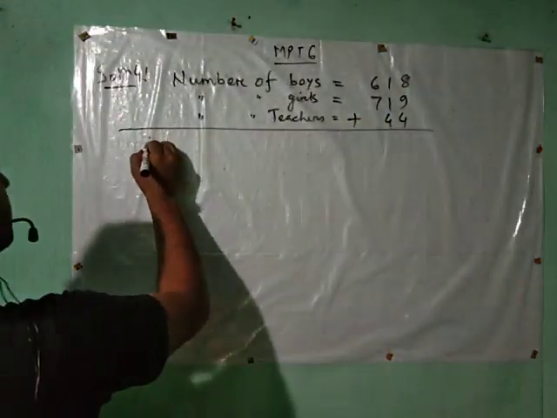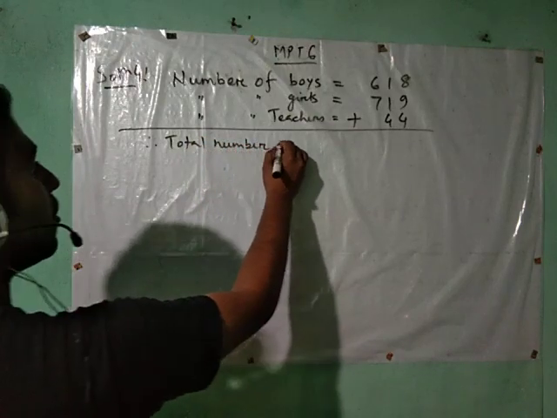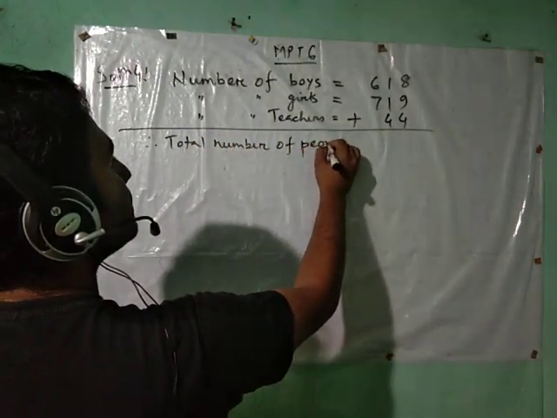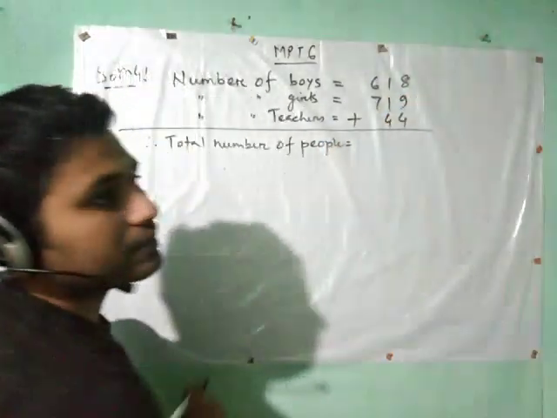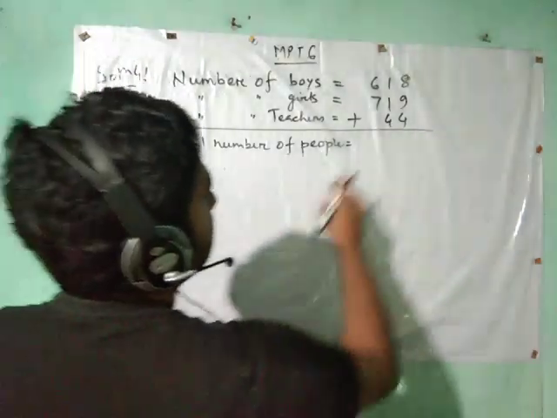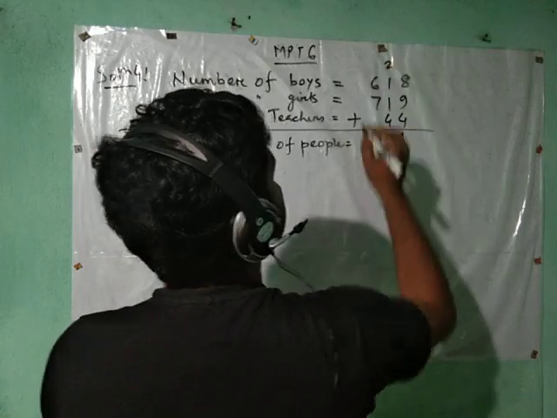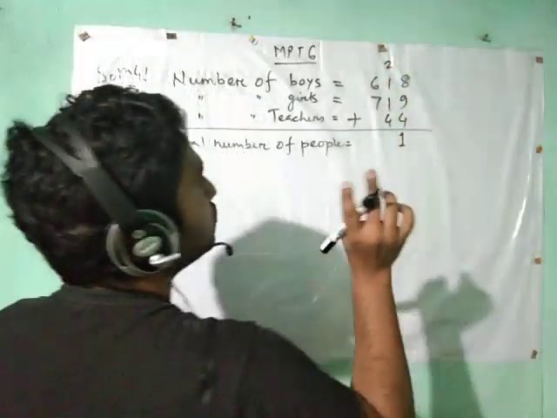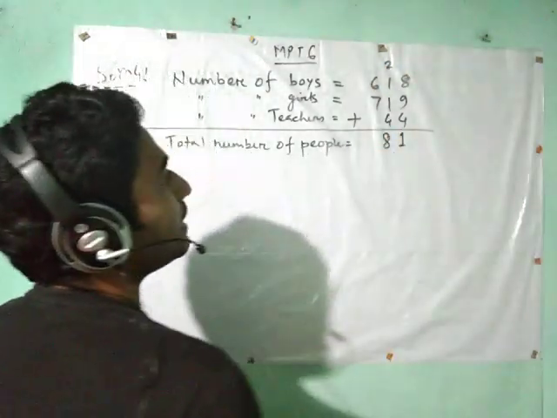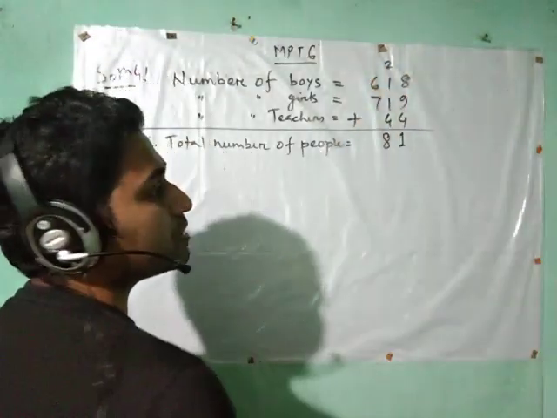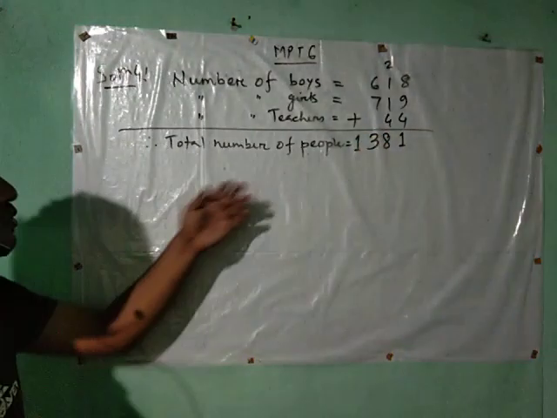Therefore, total number of what? People, P-E-O-P-L-E, equals to how much? Add them all. 9, 8 plus 9, you will get 17. 17 plus 4, you will get 21. So 2 will go, 1 will be here. Now 1 plus 1, 2. 2 plus 4, it is 6. 6 plus 2, you will get 8. Now 6 plus 7, how much? 6 plus 7 is 13. So this will be your required answer.